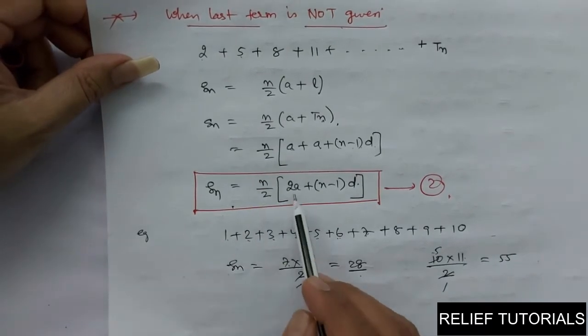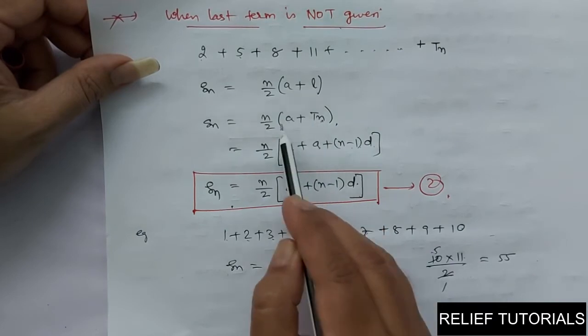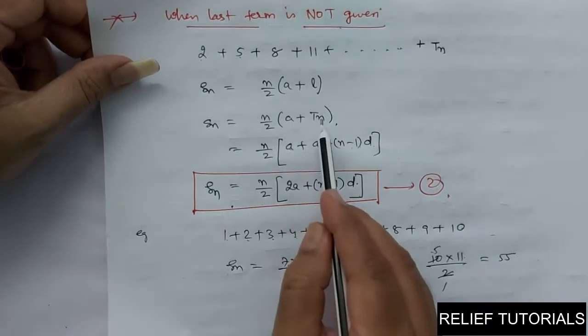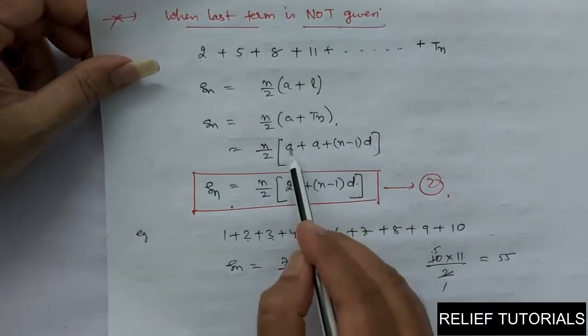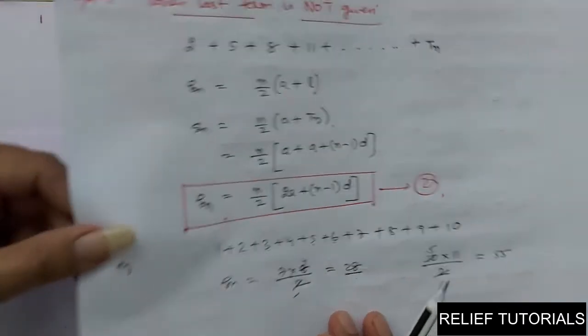n by 2 into 2a plus n minus 1 into d. Why 2a? a plus tn. a is the first term. a plus tn, where tn means a plus n minus 1 into d. So a plus a, 2a, you will get, plus n minus 1 into d. These two formulas we will use.